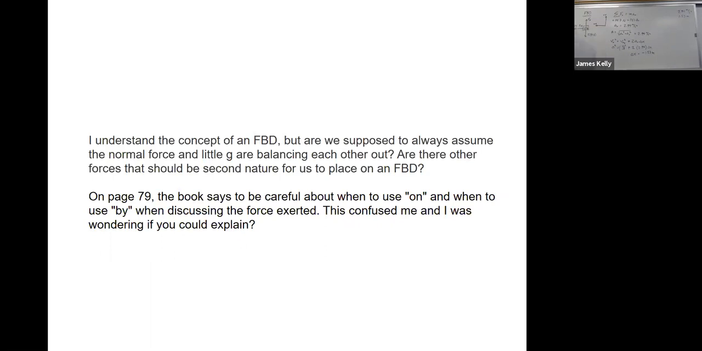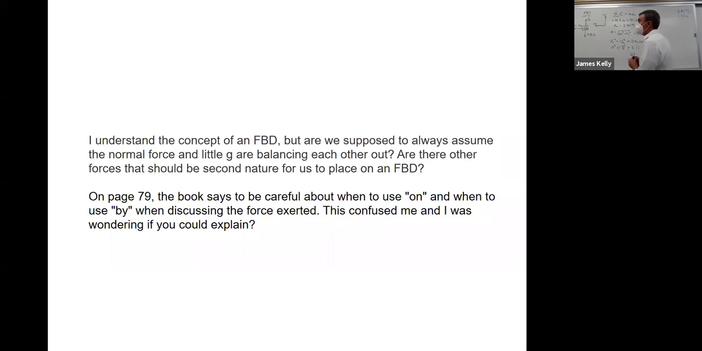Okay, two more quick reading responses. I understand the concept of an FBD, but are we supposed to always assume the normal force and little g are balancing each other out? Are there other forces that should be second nature for us to place on an FBD? Not at the beginning. There's none that are going to be second nature. They're only going to get less familiar as we go on. Weight, most of us kind of know some stuff about.